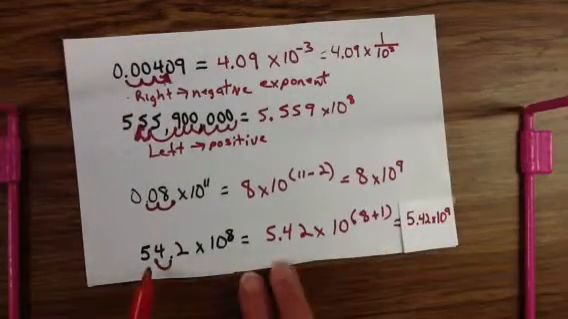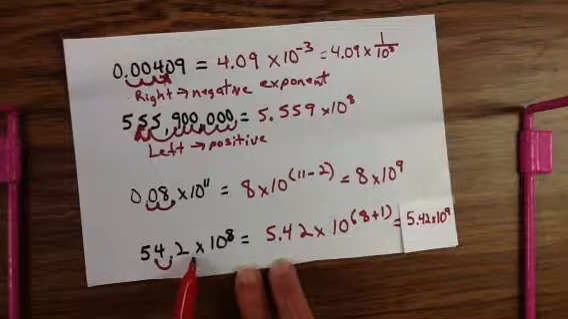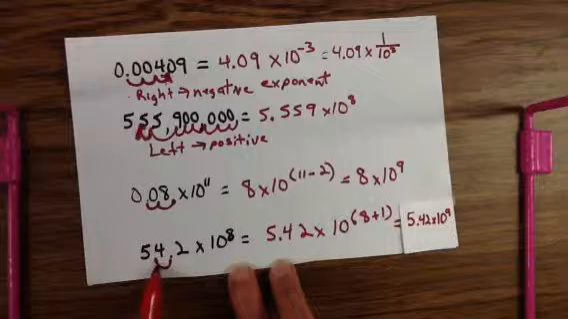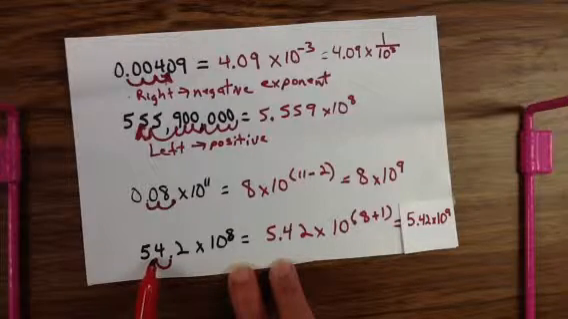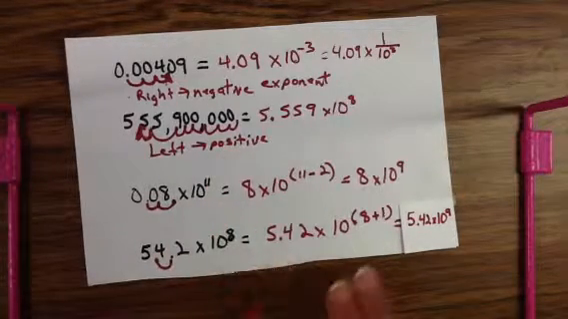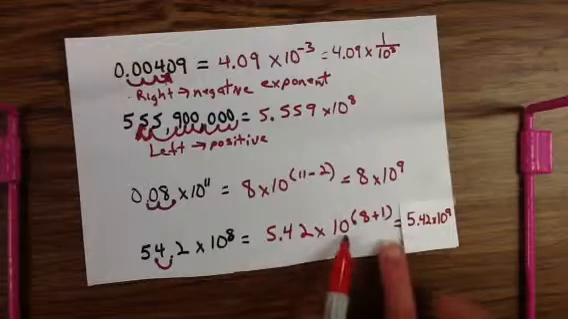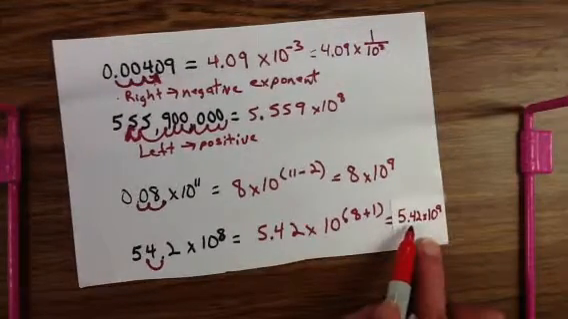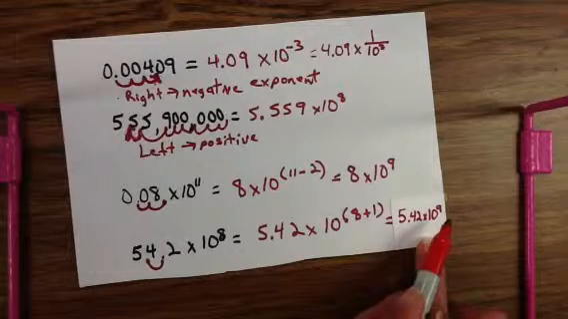Our next example, if we had 54.2 times 10 to the 8th, to make that in scientific notation, we move it 1 move to the left. That's a positive move. 5.42 times 10 to the 8 plus 1. So it's 5.42 times 10 to the 9th.